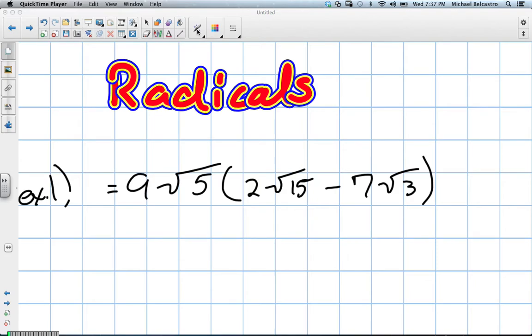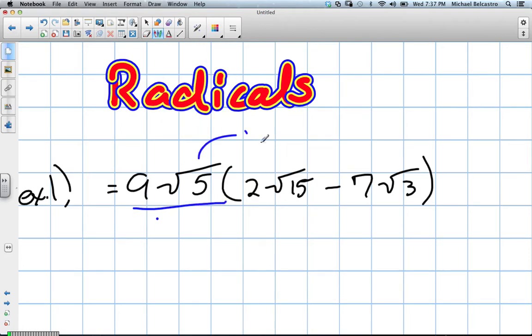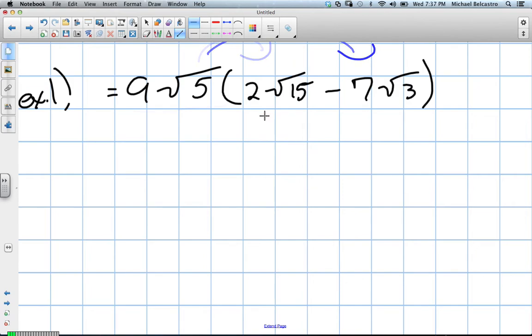Okay, so again, we're going with radicals. This is distributive property. This is some term. I have to distribute it to both. Now, there's a couple ways we can do this. So I'm going to split this into two questions, okay? Just so we can see that there's more than one way to solve this.